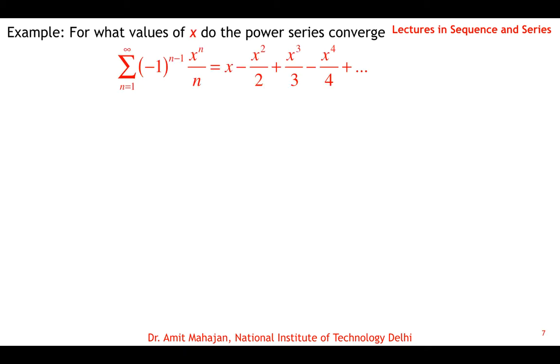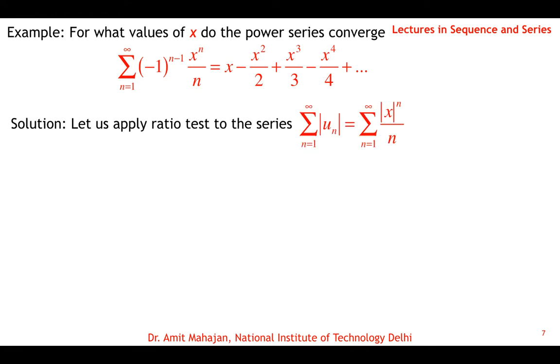Say for example, for what values of x does the power series converge, where the power series is given as the sum of minus 1 raised to power n minus 1, x power n by n, where n varies from 1 to infinity. If you expand this into an infinite series, then it can be written as x minus x squared by 2 plus x cubed by 3 minus x to the 4 by 4 plus and so on. So the first step is to find the interval of x in which this power series is converging absolutely.